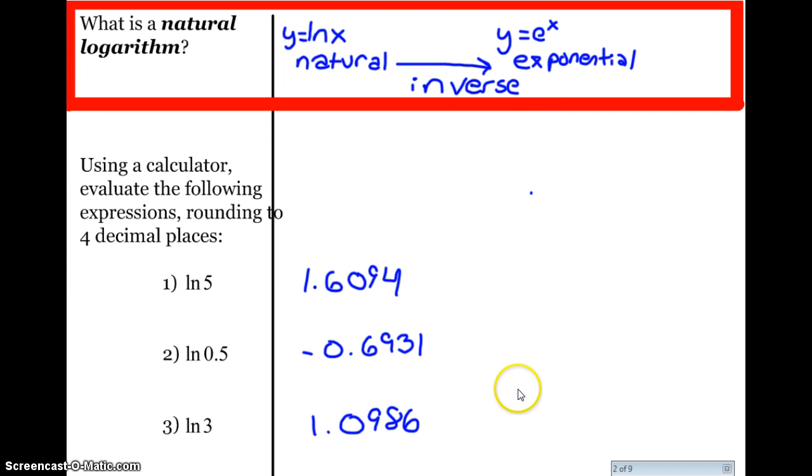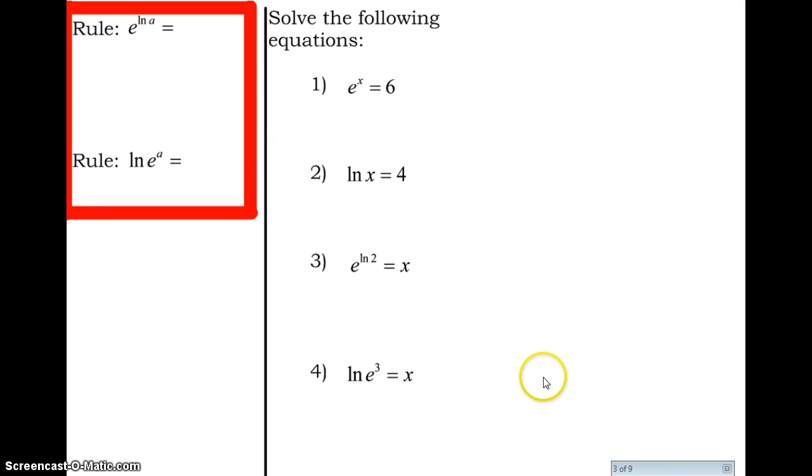Now that we know how to use the natural log button and the function on our calculator, let's take a look at our second red box tonight. We are taking a look at 2 special rules with natural logs and exponentials. Because they are inverses of each other, they have 2 special rules that work with them.